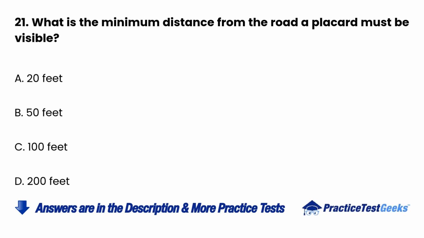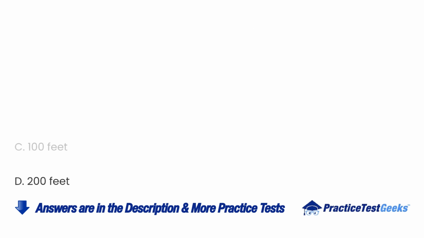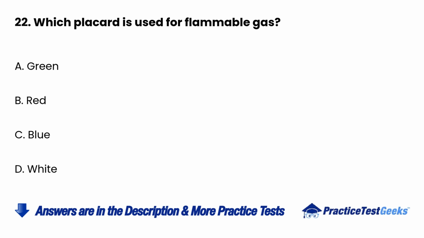21. What is the minimum distance from the road a placard must be visible? A. 20 feet. B. 50 feet. C. 100 feet. D. 200 feet. 22. Which placard is used for flammable gas? A. Green. B. Red. C. Blue. D. White.